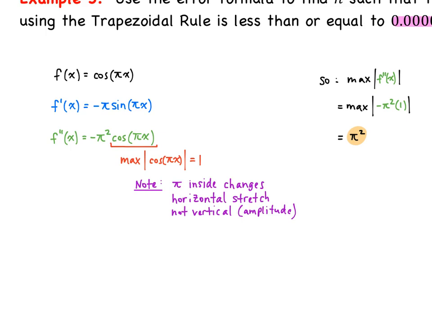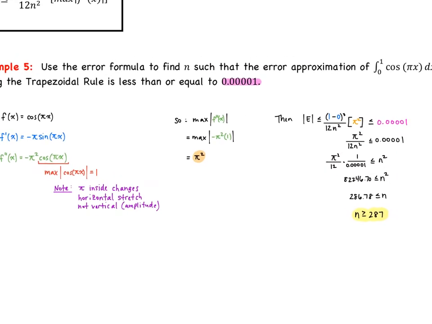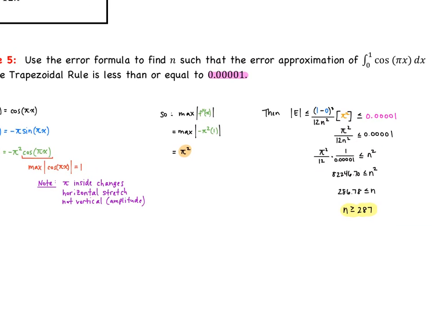So now we're going to go and use our error formula, okay? Only this time we don't know what n is. So we have to solve for how many intervals we're dealing with, okay? So our interval is 1 minus 0 cubed over 12n squared times the maximum of f double prime, which we said was pi squared, and we're going to set that less than or equal to that 0.00001, okay? And so now we're just cleaning it up, all right?